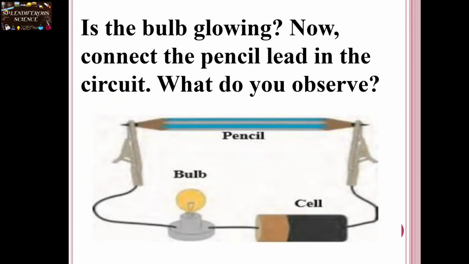Is the bulb glowing? Now connect the pencil lead in the circuit. What do you observe? First you connected only battery, wire, and bulb. Now you connect a pencil lead in the circuit, and you have to observe what is happening.